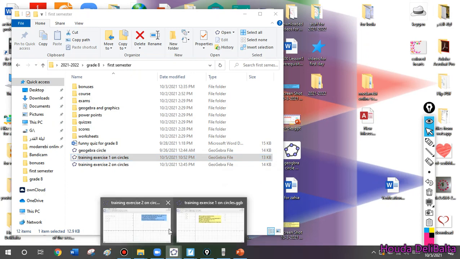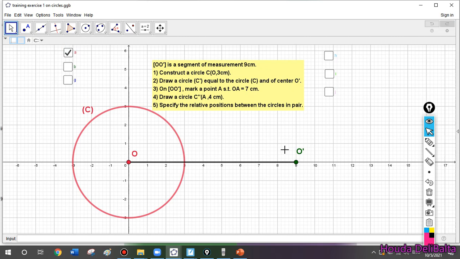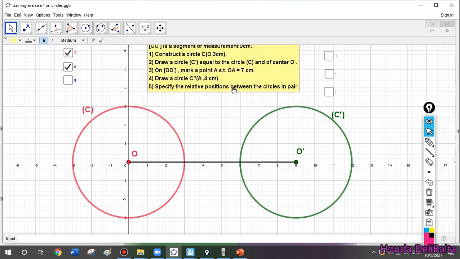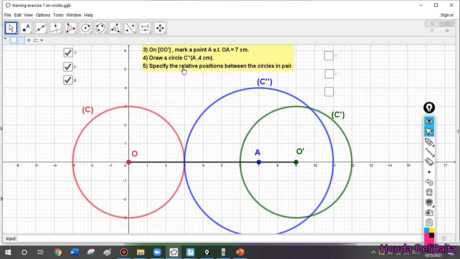So I will move to GeoGebra here, and here we go with the segment OO prime. Okay, that's the circle C of center O and radius 3, as you see. Then here is the circle C prime of center O prime and radius 3 as well. Here is A, that is 7 centimeters apart from O, and the circle C double prime, the blue one, of center A and radius 4 as required here.